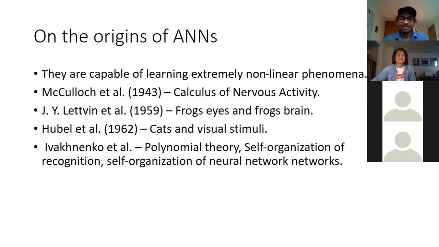And in 1962, Hubel and Wiesel proposed a really popular paper in which they tried to understand the visual stimuli of cats. And finally, in the late 1960s, Ivakhnenko et al. proposed fundamental works on polynomial theory, self-organization of recognition, and self-organization of neural networks, which more or less forms the basis of modern machine learning and deep learning algorithms. So even today, a lot of modern networks can be seen to contain traces from their works. So these actually originated in Russia, and some traces of it still exist to this day.